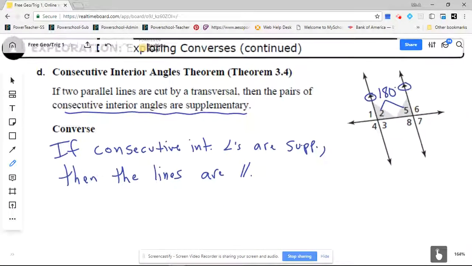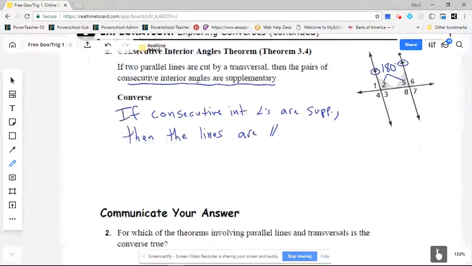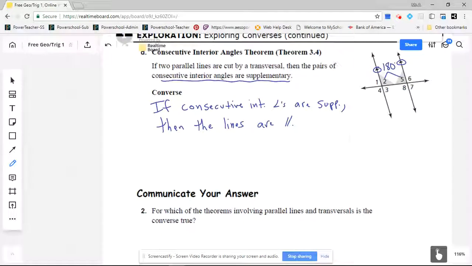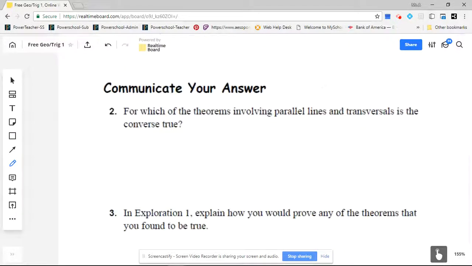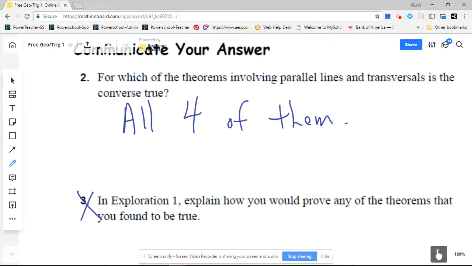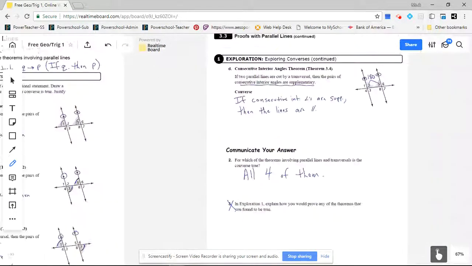So that would be your four theorems. And then you communicate your answer saying which of those theorems are true, and they all are true, all of them. All four of them are true. We're not going to do three, so we'll move on.